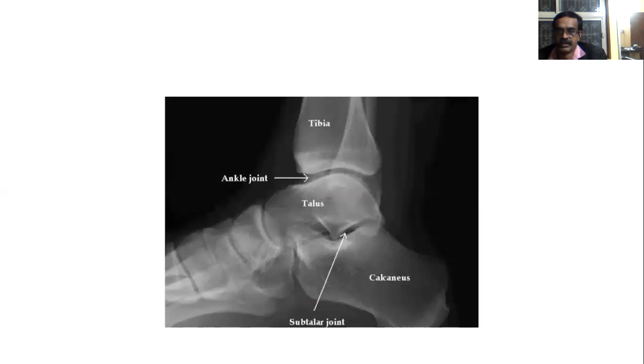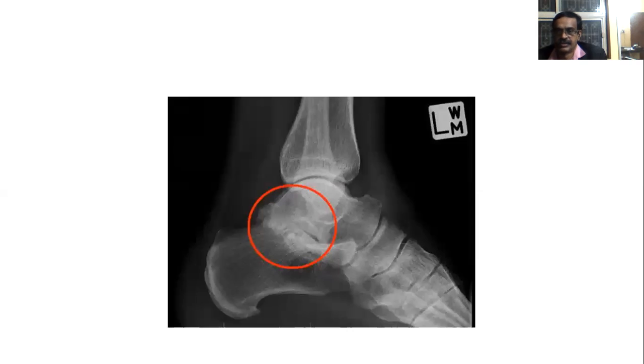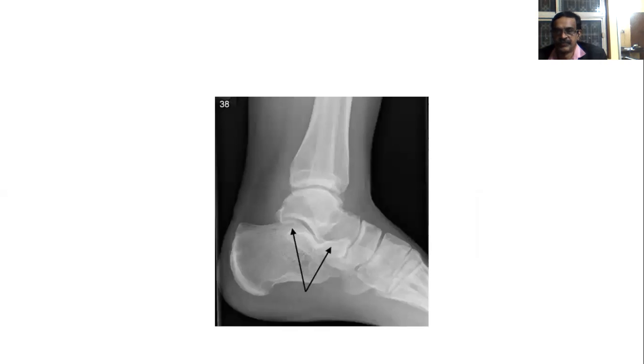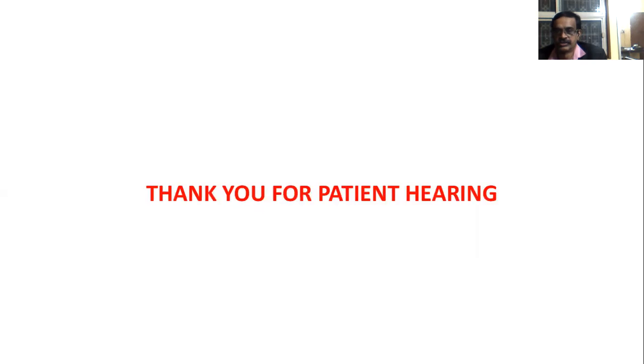Here you see the ankle joint and subtalar joint. There are reduced joint space and subchondral sclerosis. Here another X-ray which shows the subtalar joint, reduced joint space and subchondral sclerosis. Again, the arrow mark shows the subtalar joint with the reduced joint space and subchondral sclerosis.